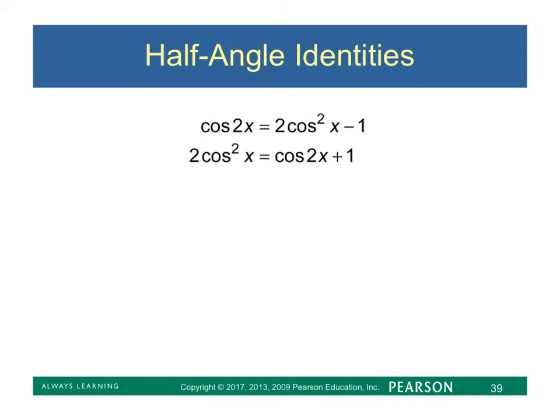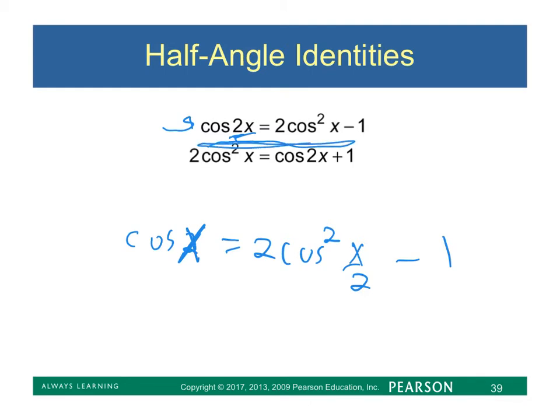Okay, half angle of cosine. Let's see if we can do half angle of cosine. So I'll start with this again. I'll just write it out. Cosine of 2, make that an x, equals 2 cosine squared of half of the 2x, which is x over 2, minus 1. And again, these identities we had with the double angle identities of sine and cosine.